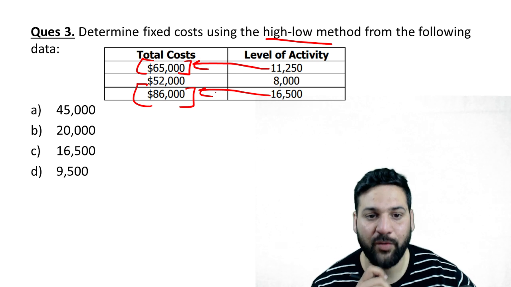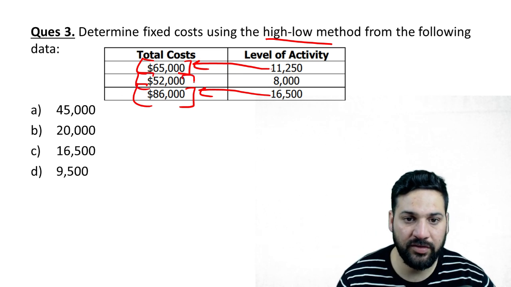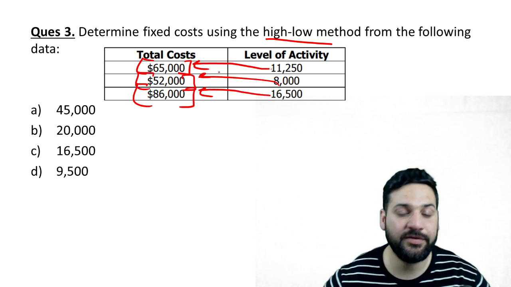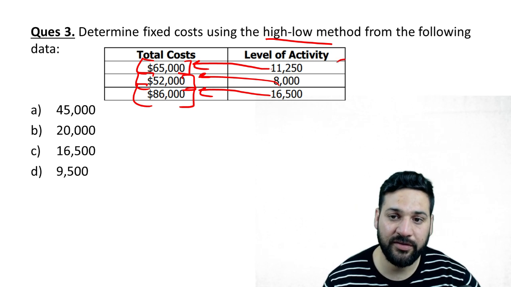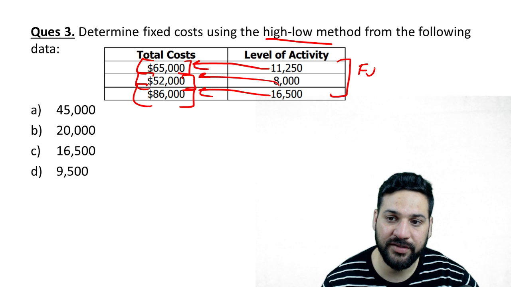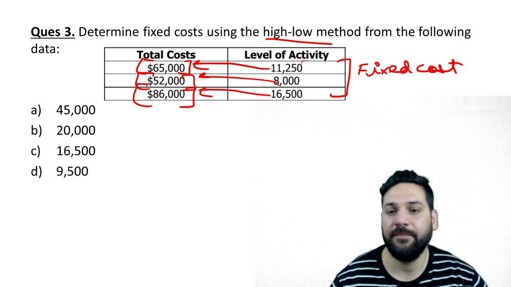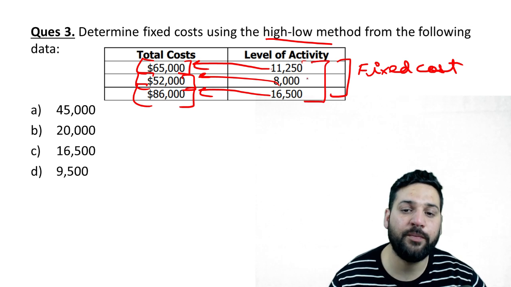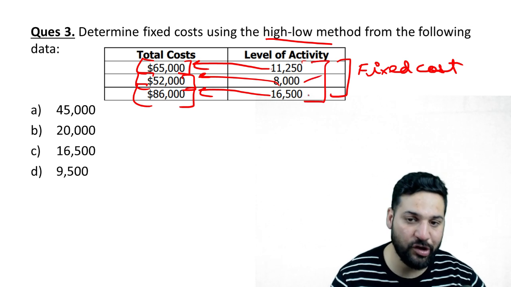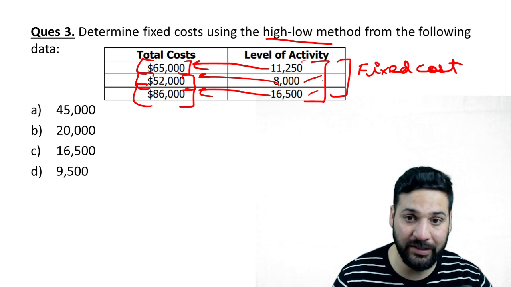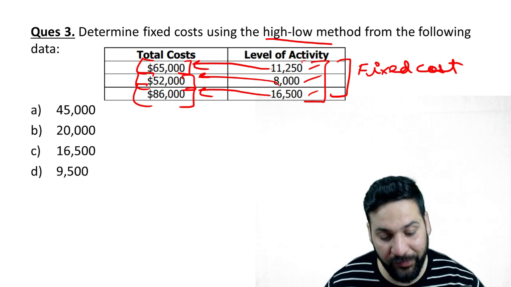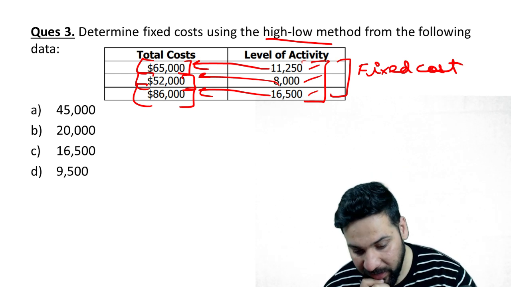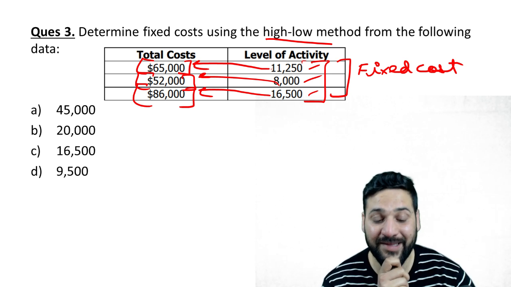Please try to understand one thing. So these 3 activity levels are given. The fixed cost is the same. The fixed cost for producing 8,000 units, the fixed cost for producing 16,500 units, and the fixed cost for producing 11,250 units is the same. So the fixed cost is the same here.